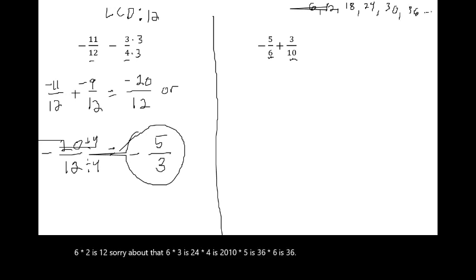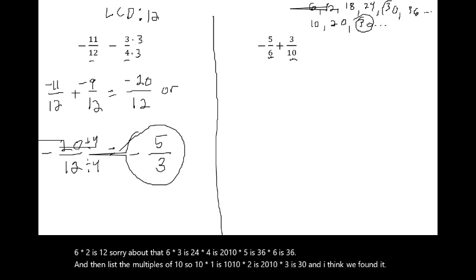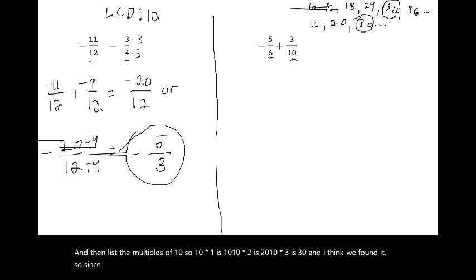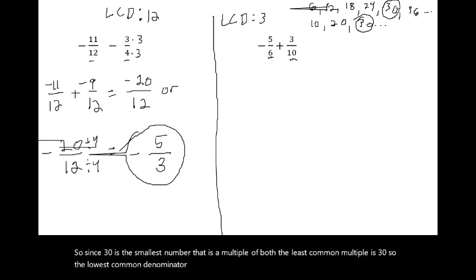And then list the multiples of 10. So 10 times 1 is 10. 10 times 2 is 20. 10 times 3 is 30. And I think we found it. So since 30 is the smallest number that is a multiple of both, the least common multiple is 30. So the lowest common denominator is going to be 30.